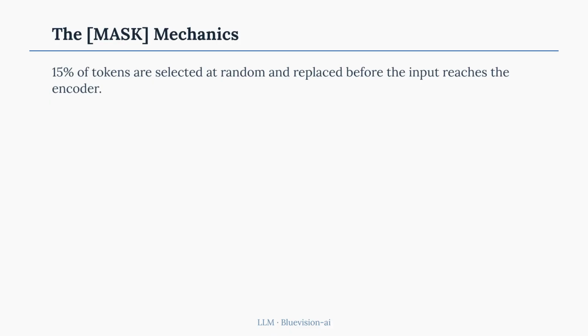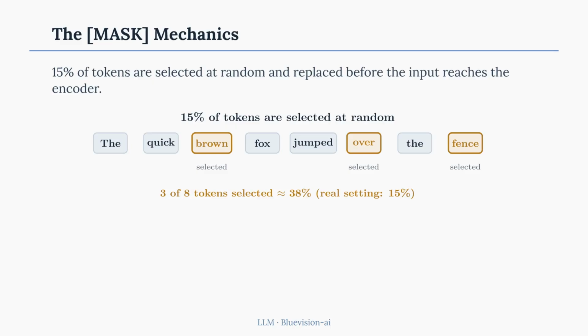15% of the tokens get picked at random, and they're replaced before the input ever reaches the encoder. Let's watch it happen to one sentence. Here's the sentence. The quick brown fox jumped over the fence. 3 tokens are selected: brown, over, and fence, highlighted in gold. The other 5 are left untouched. 8 tokens is a short sentence, so 3 of them is a larger fraction than the real 15%. On a realistic sentence, you would be selecting 2 or 3 words out of 20. This selection happens independently for every training example.